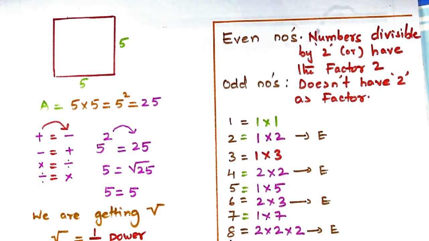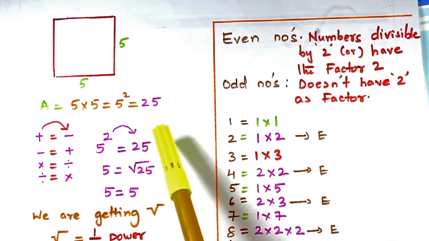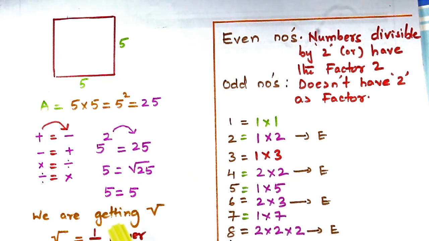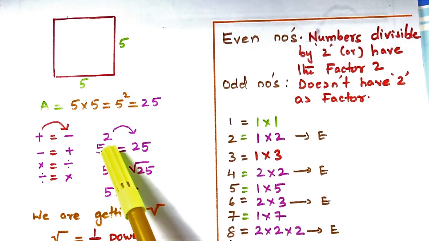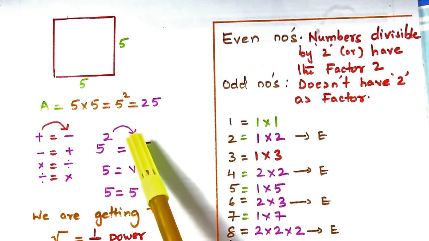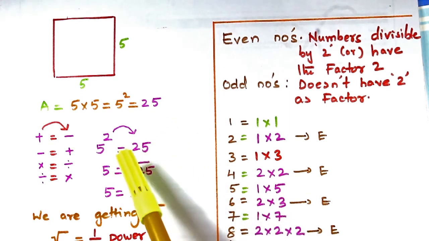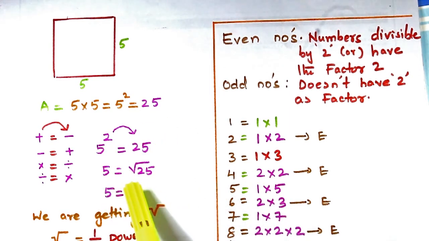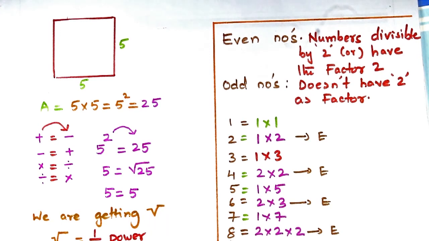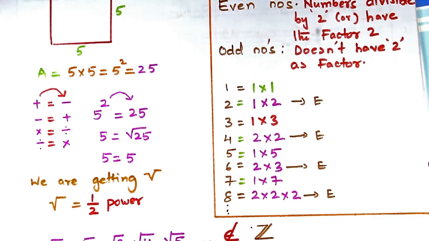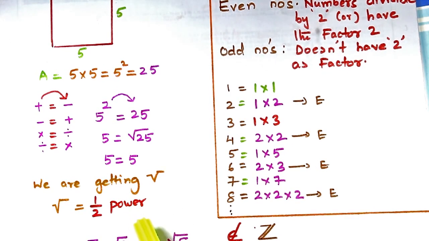multiplication is opposite to division, and the same goes with this one as well. Now if I send this to the other side, I should get something which is opposite to that. I think I would get 2. When we send it to the other side, it becomes a power which is half of this. That is, 5 is equal to root 25, that is equal to 5, meaning we are getting this root, that is equal to the 1 by 2 power.